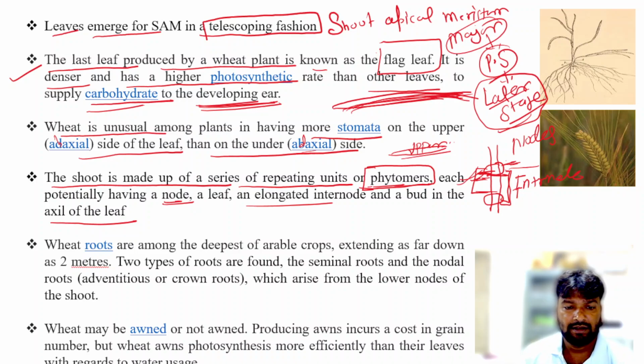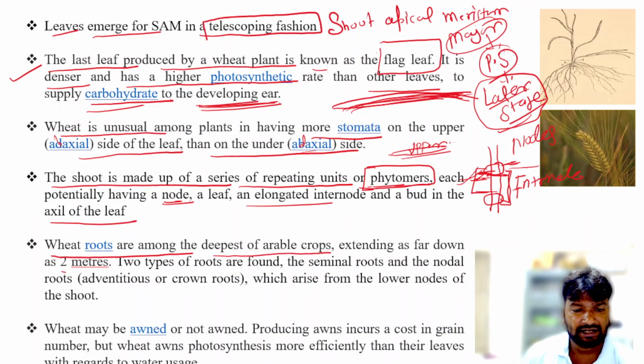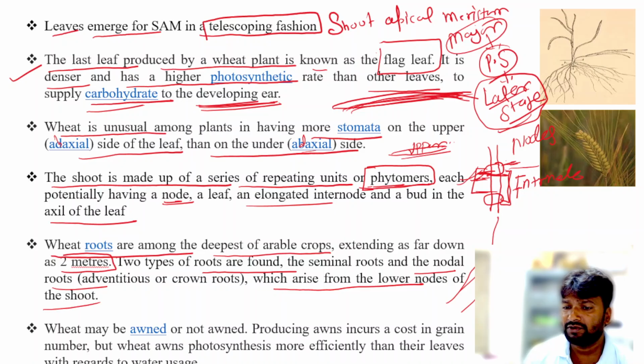Now let's talk about the root. Wheat roots are among the deepest of the arable crops. They can extend up to 2 meters. So your wheat root can go up to 2 meters in the soil, and two types of roots are found, primary and secondary roots, or you can say seminal and nodal roots, or primary and adventitious roots. The crown roots arise from the lower nodes of the shoots, and adventitious roots arise from the primary root.